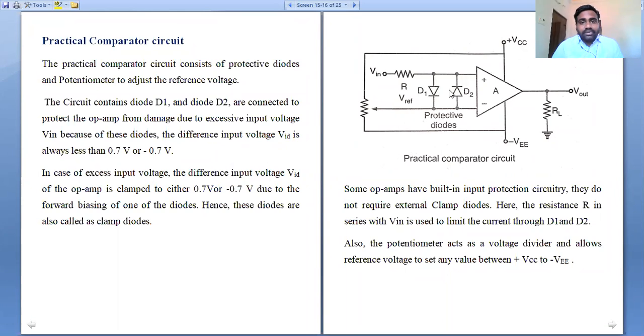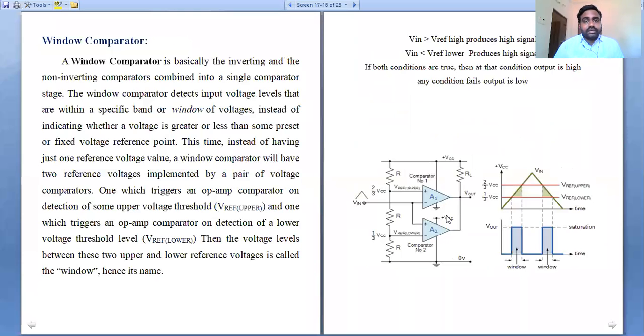That means the operational amplifier will clamp the diode into a forward condition and it will take only a range of plus 0.7 volts to minus 0.7 volts, which is the actual operating voltage. Okay, this is the practical comparator circuit. So coming to today's discussion, that is the window comparator.